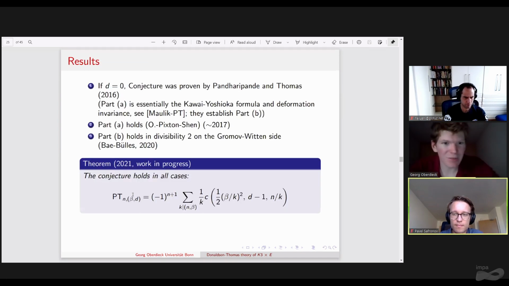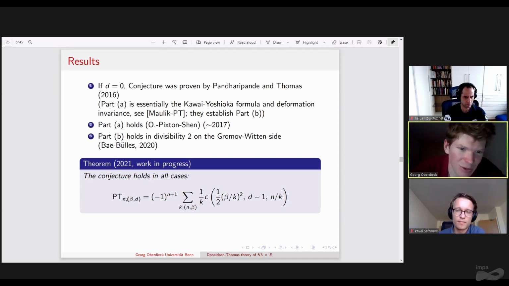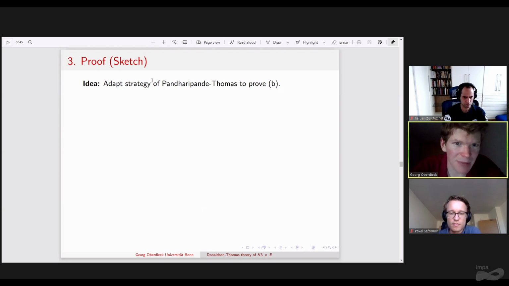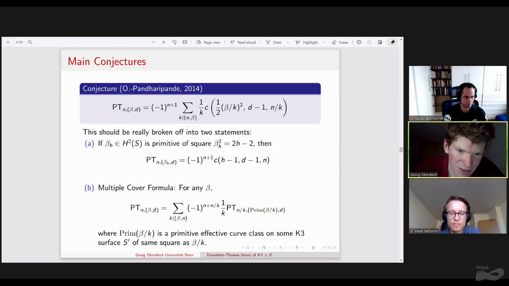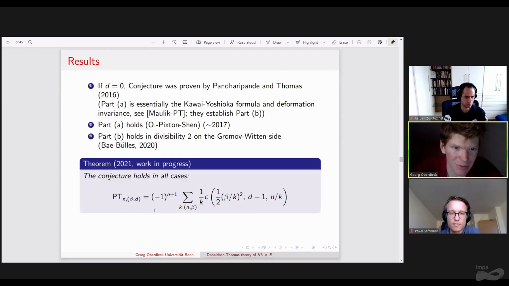Let me say a few words about the proof. How do you go about it? The idea is really to adapt the strategy of Pandharipande and Thomas for part B. Their argument gives you the case where all your curves are supported on fibers, but in my case I also have this horizontal curve.